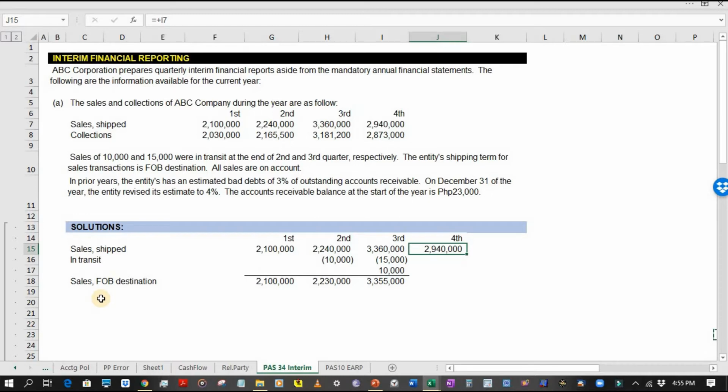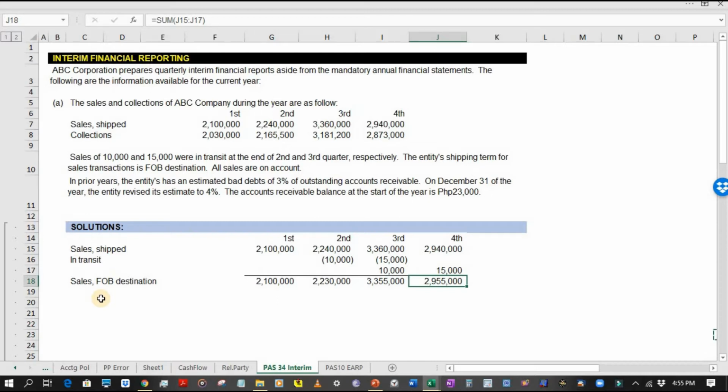2.94 million pesos were all received by the buyer during the fourth quarter. And in addition, the 15,000 pesos goods in transit in the third quarter will be received by the buyer during the fourth quarter. So that will be added to the 2.94 million pesos. So the sales to be recognized under FOB destination for the fourth quarter is 2,955,000 pesos.